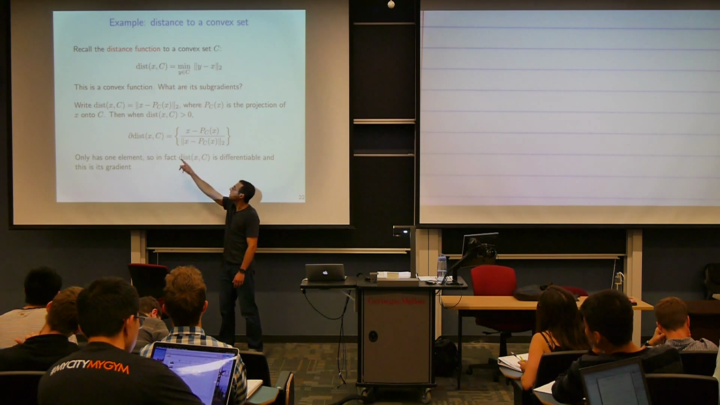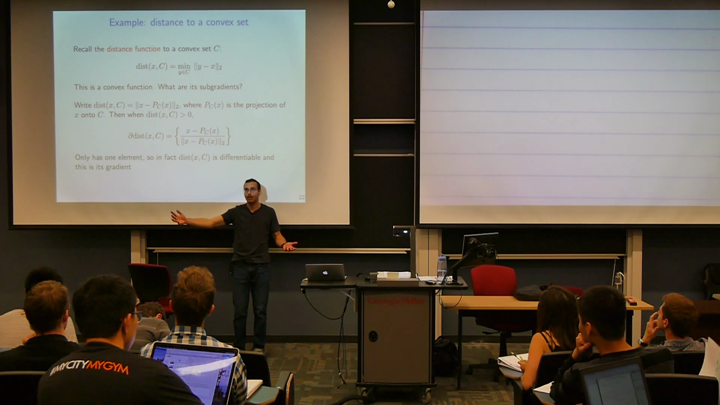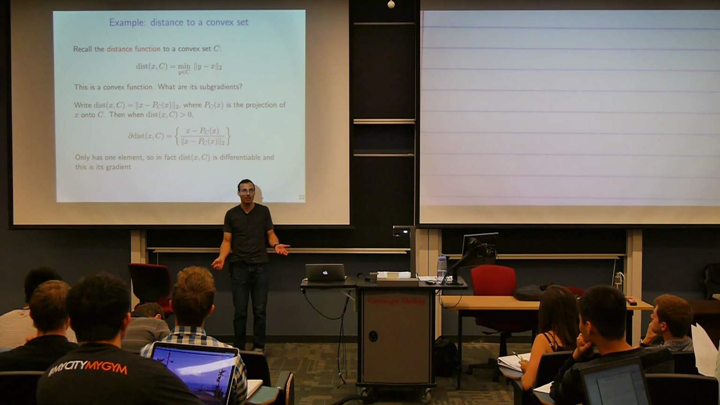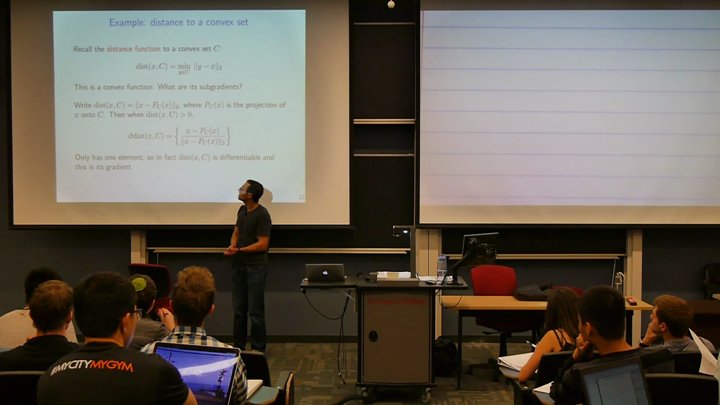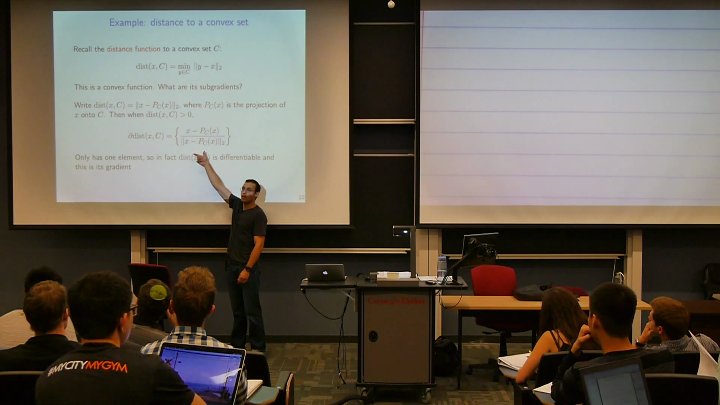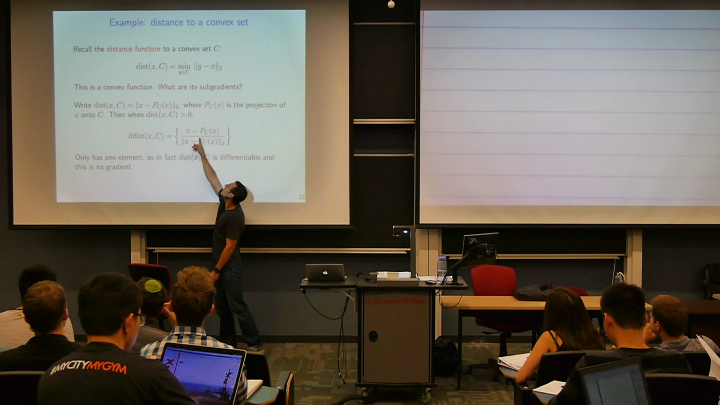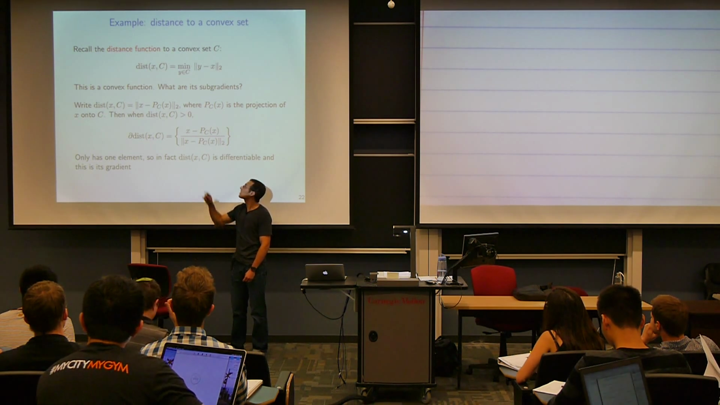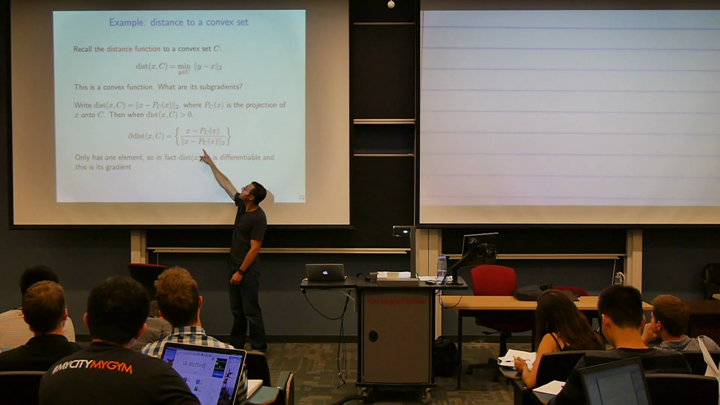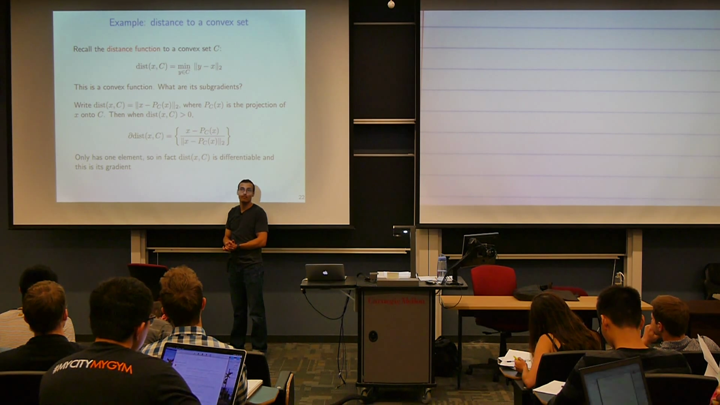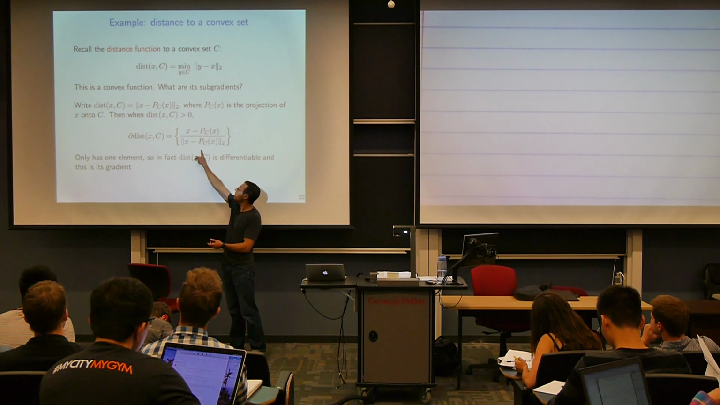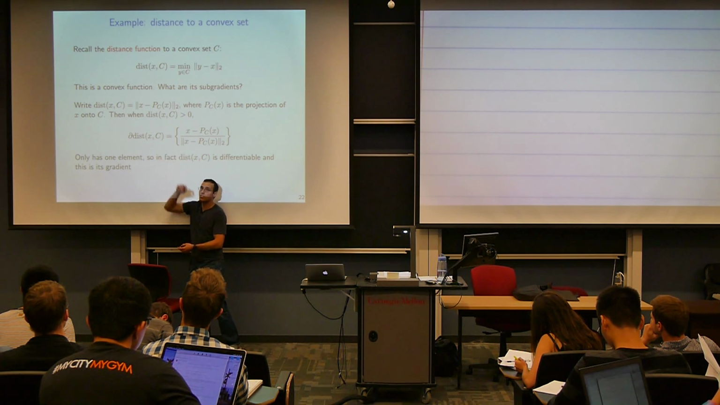you'll see that actually, if you're ever at a point that's outside of the set, so the distance from x to the set is positive, then there's only one subgradient. And that's this. It's x minus its projection onto the set, so that's the y that achieves the minimum, divided by the norm. And because there's only one subgradient, that means that the distance function is differentiable.